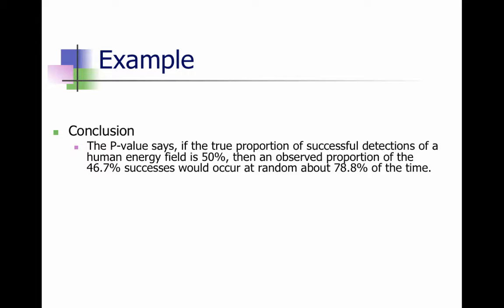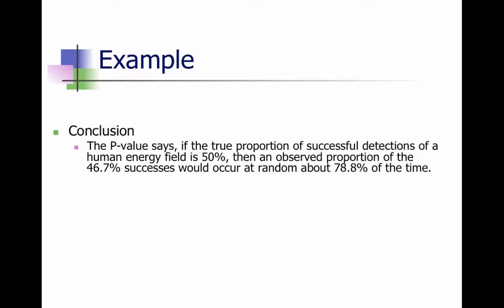So what this is saying is that if the null hypothesis is true, so if they can detect a human energy field 50% of the time, then they will get it right 46.7% of the time. That will happen at random due to natural sampling variability 78.8% of the time. So that happens more than 3/4 of the time. Therefore, we're not really surprised that if they are just guessing, they would get it right 46.7% of the time.